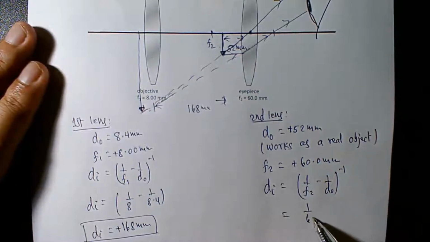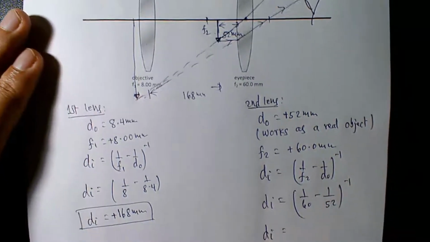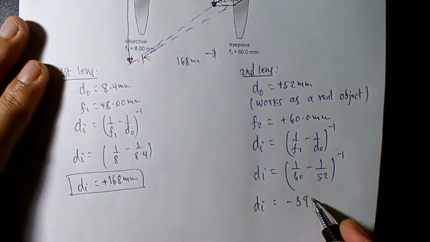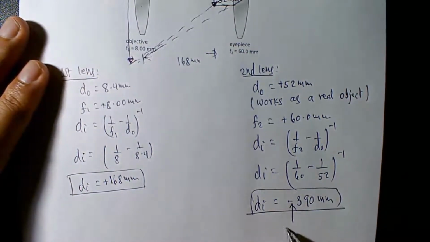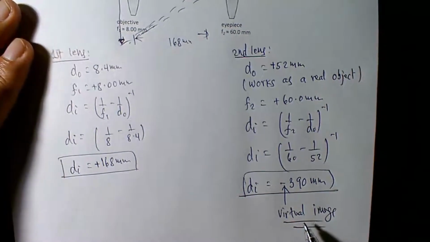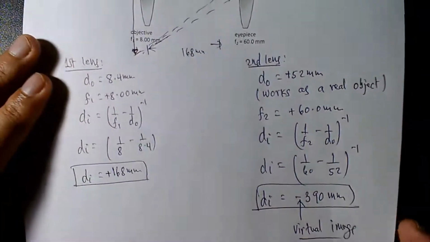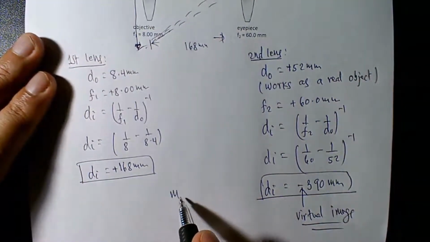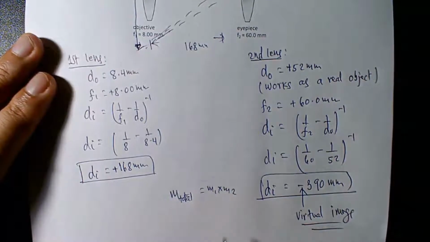So 1 over 60 minus 1 over 52, inverse. But this now turns out negative 390 millimeter if you do this. So negative simply means the final image will be a virtual image, as shown here. So what will be the overall magnification?